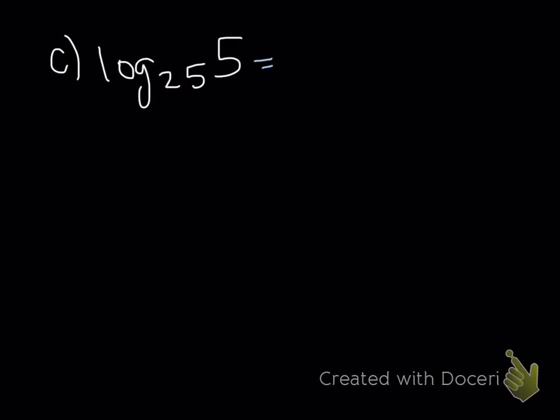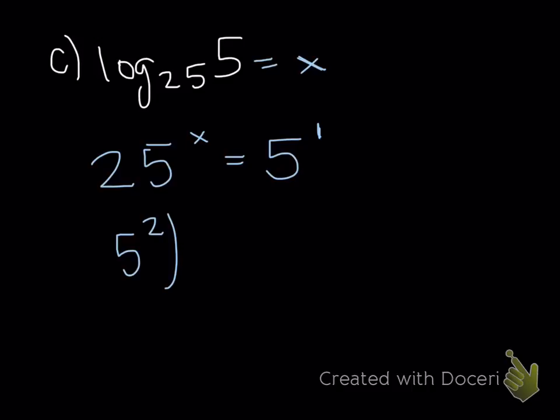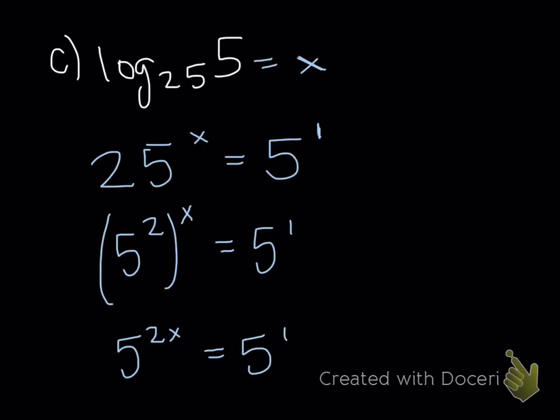So here, again, we'll set it equal to x. I think it's just a little bit easier to do this than to try and do this all in your head. So 25 to the x power is equal to 5. And I know this is 5 to the first. On the left-hand side, I know 25 is the same thing as saying 5 squared raised to the x. And when I have a power raised to a power, I multiply my exponents. And now at this point, I would say 2x has to equal 1. We divide both sides by 2. So x has got to equal a half.